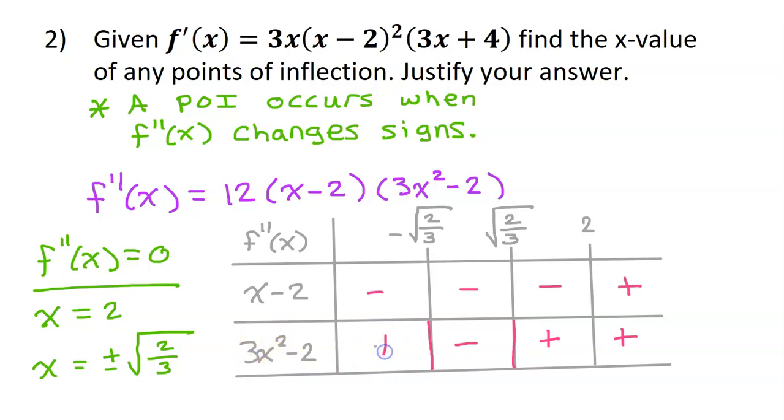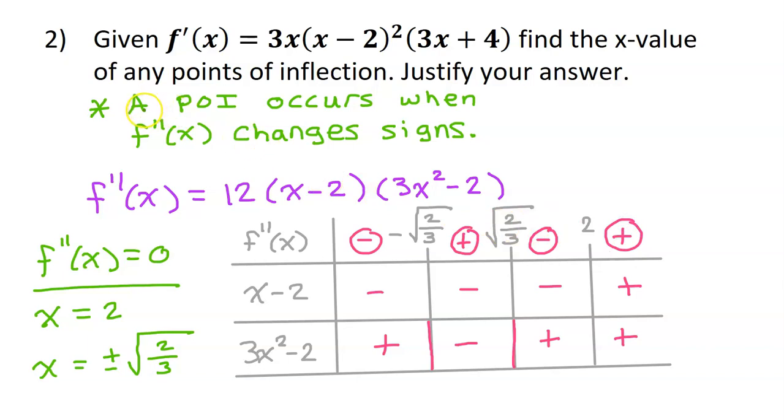That is still positive. So, what about the overall sign of f double prime in each interval? In the first interval, I have a negative times a positive, so that's a negative. A negative times a negative is a positive. A negative times a positive is a negative. And a positive times a positive is a positive.